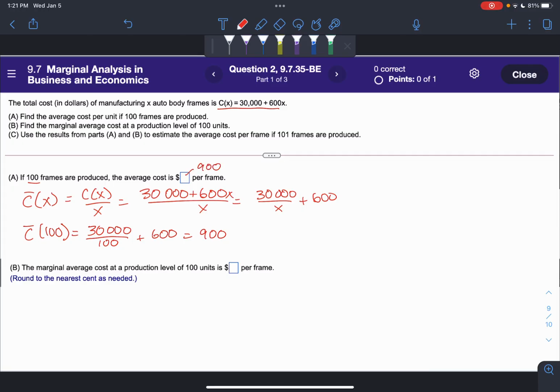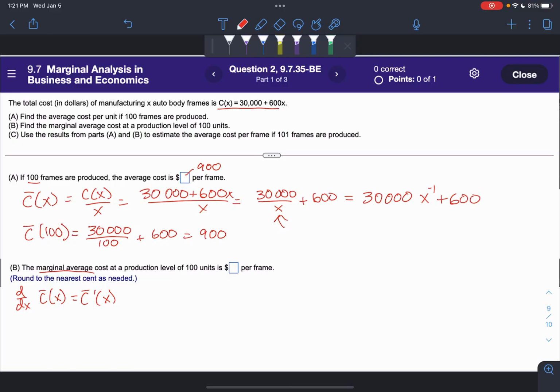Right, and B is asking the marginal average cost. So when I hear that word marginal, that means that I want to take the derivative of my average cost function. Right, this is the same as C bar prime, if you like that notation better. So let me quickly rewrite the average cost function like so. Remember that trick of bringing the x in the denominator up, but just changing the power to negative.